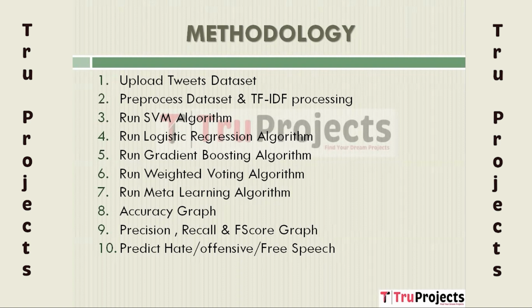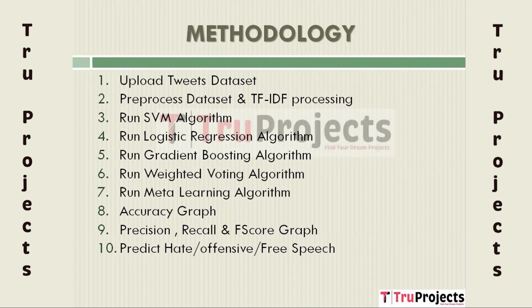Next one is accuracy graph. This module generates a graph where the x-axis represents the name of the algorithms used and the y-axis represents the corresponding accuracy achieved by each algorithm. This visualization helps in comparing the accuracy of different algorithms. Ninth one is precision, recall, and F-score graph. Similar to the accuracy, this module generates a graph showcasing the precision, recall, and F-score of each algorithm. This visualization provides insights into the algorithm performance in terms of correctly classifying different classes.